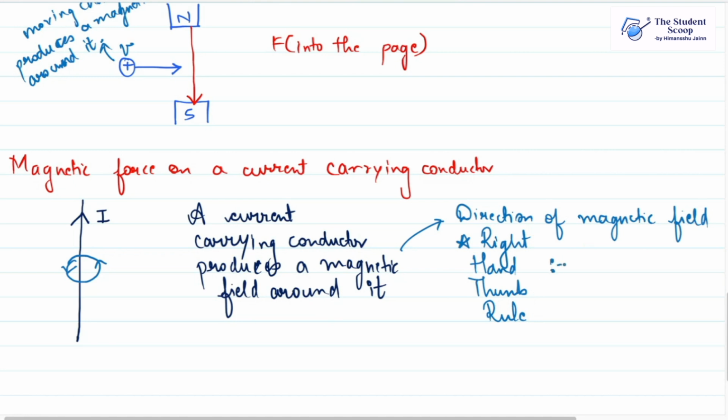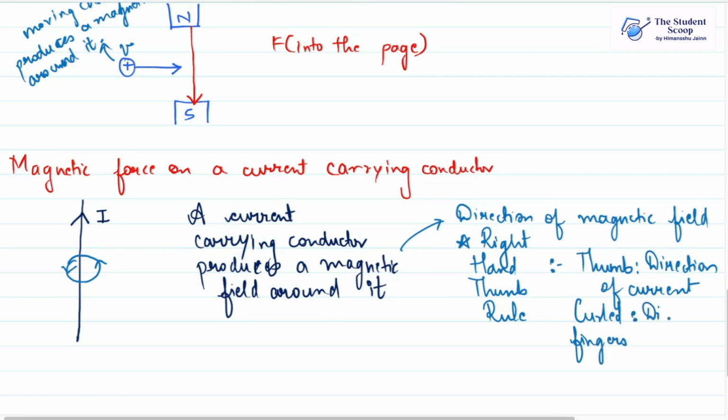What does the thumb rule state? What does the thumb indicate? It is the direction of current. Are you guys able to recall? Yes, sir. So the curled fingers indicate what? Direction of the magnetic field. Are we clear?